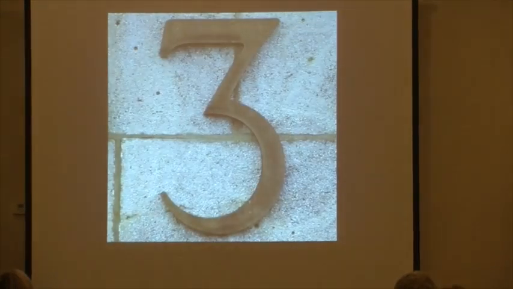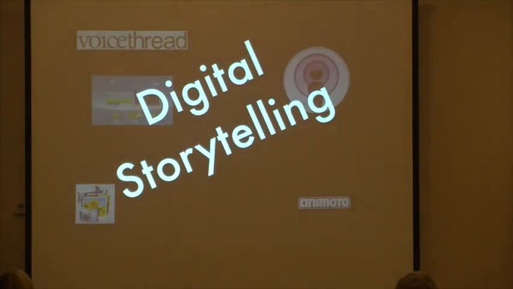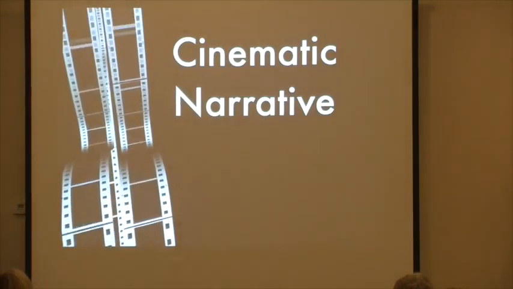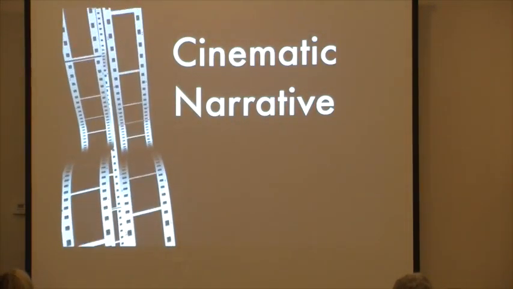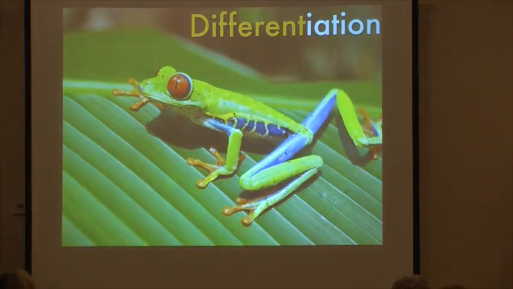All right? So, the three major areas to cover: visual storytelling, which involves still imagery; digital storytelling, which is pictures in motion, not motion picture, okay? And then finally, cinematic narrative. And within all of these, I will go through elements of differentiation. Now, here's my definition of differentiation: increasing the complexity relative to the content. Okay? Increasing complexity relative to content.